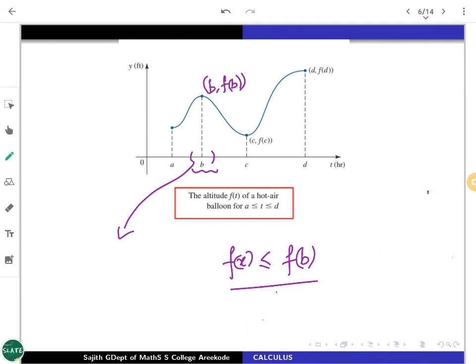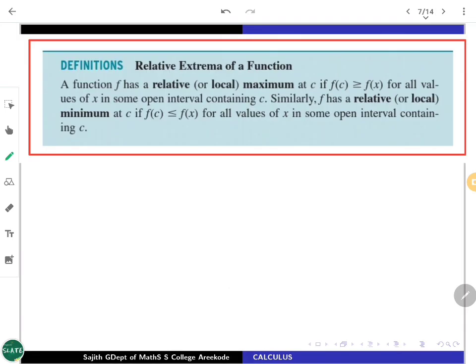Very similarly, one can think about local minima also. So this concept is relative as well as local, not global. Formal definitions can be given like this. Local maximum at c means f of c should be greater than or equal to f of x, but only in at least an open interval containing that point. Very similarly, the relative or local minimum too.